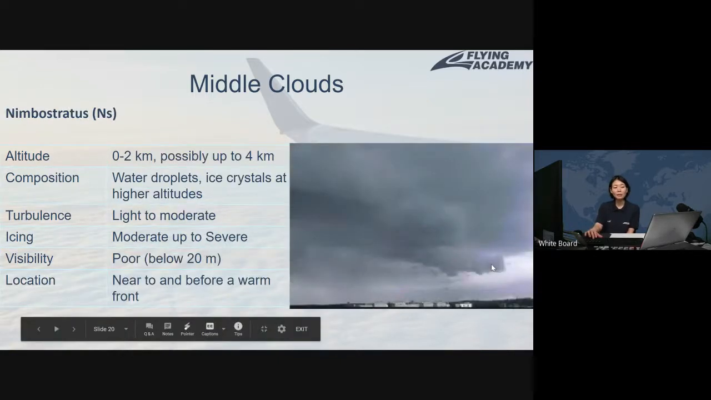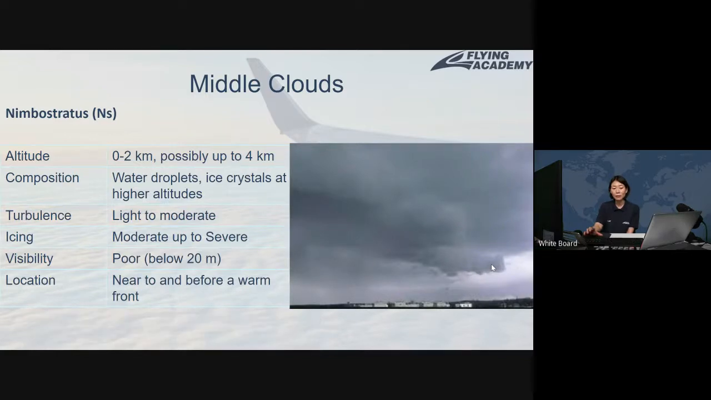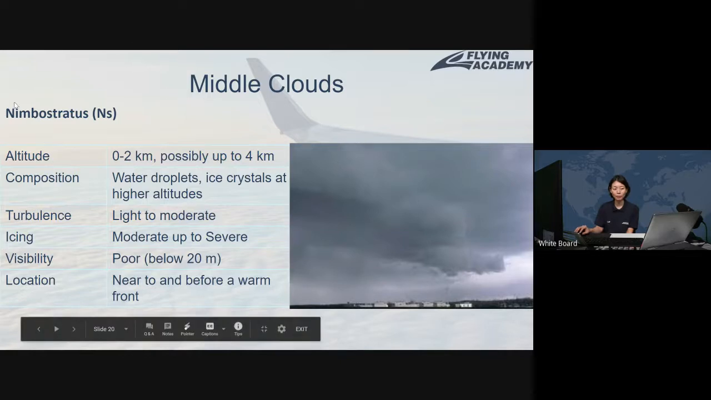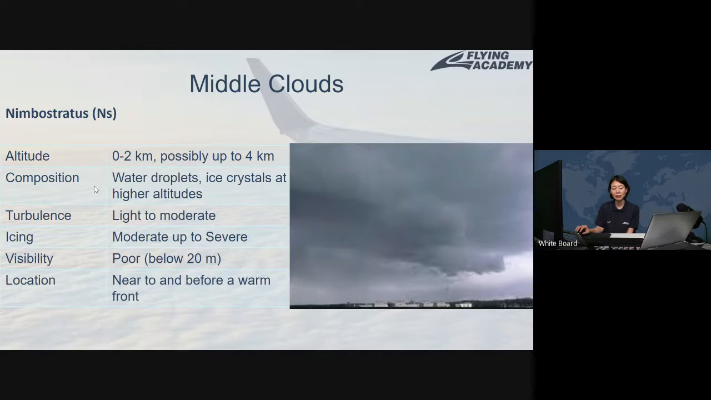If it is a nimbostratus, now there is precipitation, it can be heavy rain or heavy snow. There is a lot of water inside as well because it comes with the nimbo. So the composition can be water droplets, ice crystals, and the higher altitude. Higher altitude means the higher altitude of the cloud. And turbulence can be there, light to moderate. Icing can be moderate up to severe because it is full of moisture inside as well.